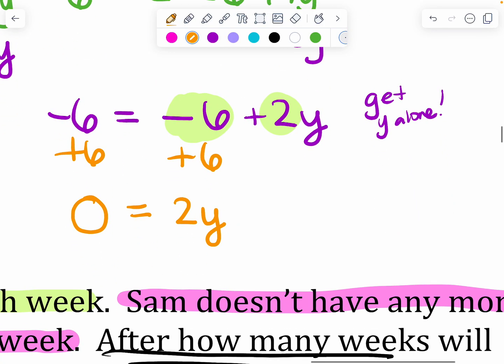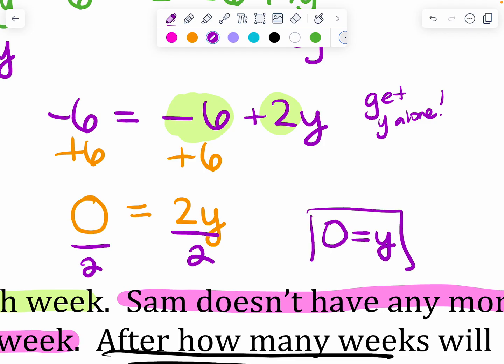And now same old thing. What's y with? 2. They're connected by multiplication, which we undo by division. 0 divided by 2 is 0. So y is worth 0. And that's not the same thing as no solution. I know that sometimes 0 feels like nothing, but y equals 0 is an answer. Okay? All right, hope that helps.